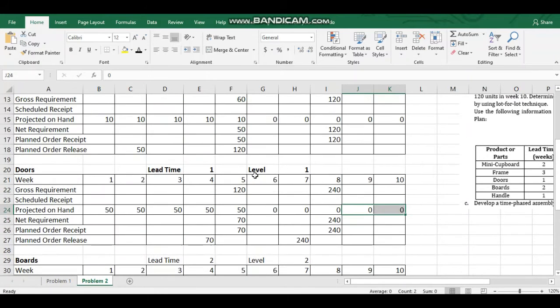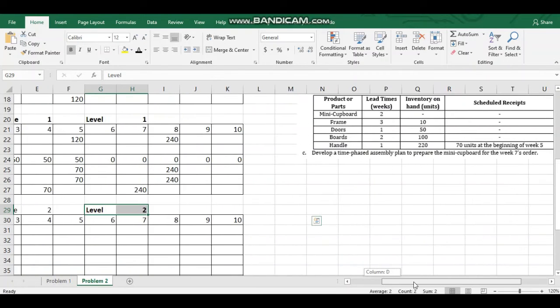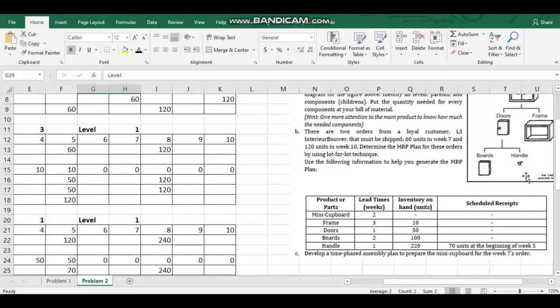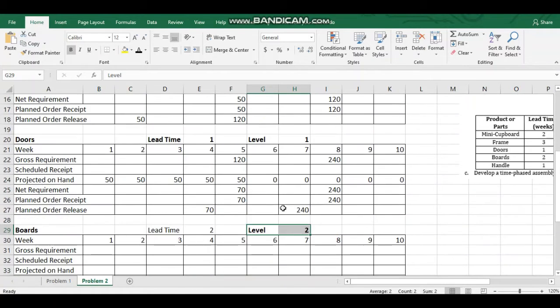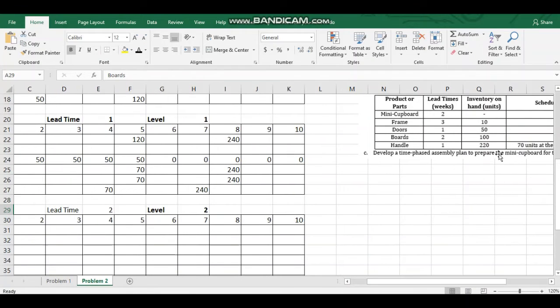Next, since we are done doing level 1, we move to the next level, which is level 2. Okay, level 2, we have boards and handle, which are the children of the doors. And first, we're gonna do the boards. The boards have a lead time of 2 weeks, and the inventory on hand is 100 units.